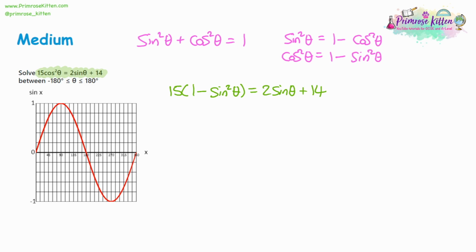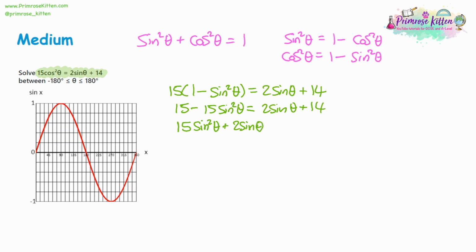So multiply out the brackets. We're going to have 15 minus 15 sine squared theta is equal to 2 sine theta plus 14. So we want to kind of keep the right-hand side here. So we want to add 15 sine squared theta to both sides. That will get it onto the right-hand side, the rest of which is going to stay the same. If you're a bit confused by this, do it in more steps.